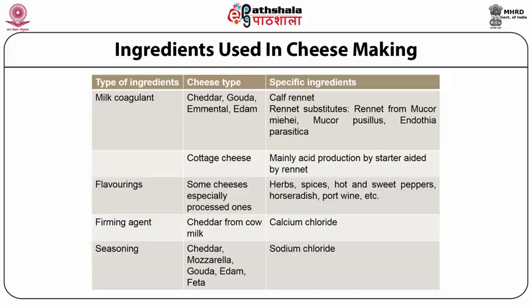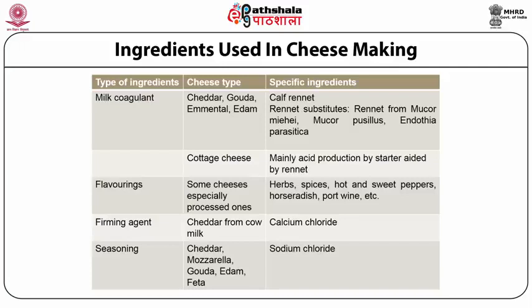Next is a firming agent, especially for cheddar cheese made from cow milk. Since the coagulum formed by rennet is a little weaker, if you add a little bit of calcium chloride as a firming agent, you can get a firm curd as good as what you would get from buffalo milk without using any added calcium chloride.